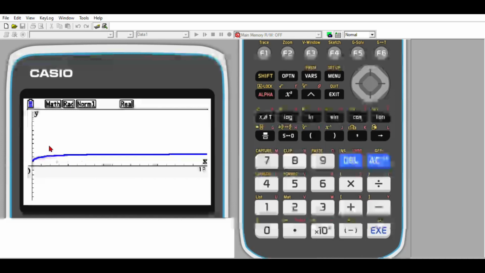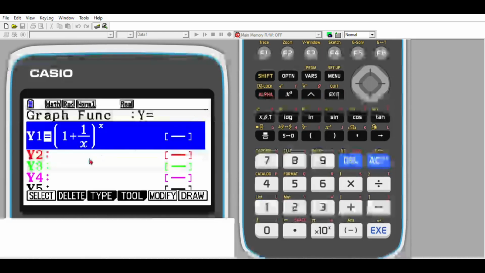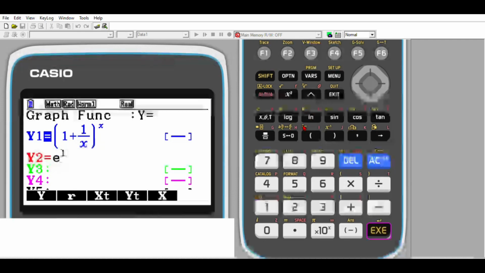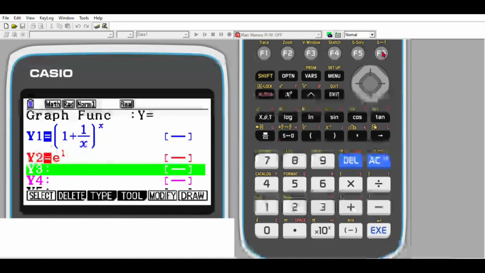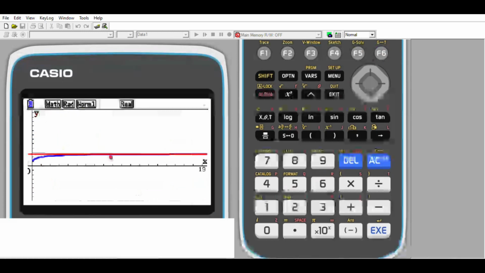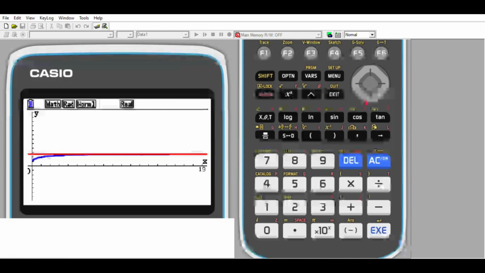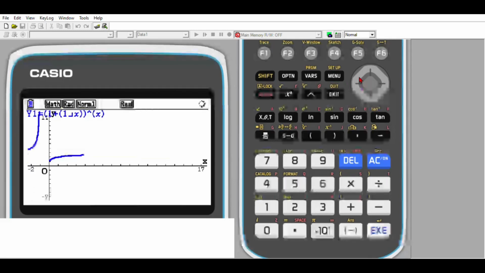So you see that this function has a horizontal asymptote, which should be y equals e, right? The converging value is Euler's number. So let me plot the horizontal asymptote, which would be y equals e. I'm going to put e to the power of 1 just to make it e. If we draw this, we should see a horizontal asymptote at y equals e. So the blue function, although it looks like it touches the red one, never actually reaches it. It is a horizontal asymptote.